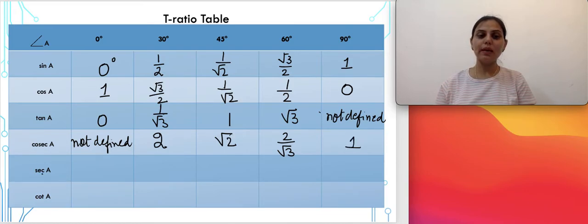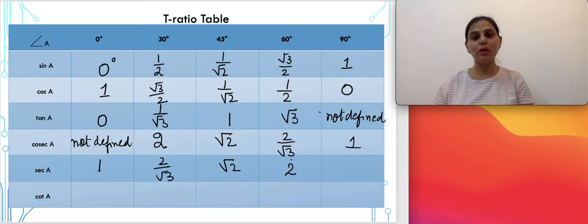Moving on to secant. Secant is the reciprocal of cos. तो इसका जो भी reciprocal लेंगे हम cos की values का reciprocal लेके चलेंगे. Secant 0 degree will be 1 upon 1, that is 1. Secant 30 degree will be equal to 2 by root 3. Secant 45 will be equal to root 2. Secant 60 degree will be equal to 2. And secant 90 degree will be equal to 1 upon 0. 1 upon 0 is again not defined, so let us write that here.